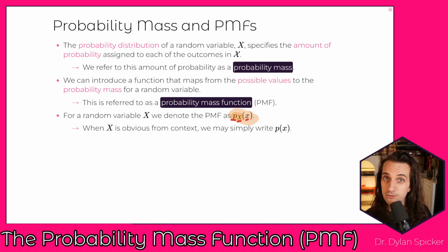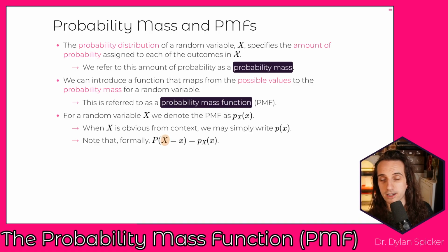Now, if the random variable is obvious from context, then sometimes we'll just refer to it as P of x. That's if we don't need to clarify that it's X, but if we're dealing with multiple random variables, or if we want to be very specific, then we can write P sub X. Now, formally, what we're saying is that the probability that X takes on any particular value is going to be given by its probability mass function. So capital X here is our random variable. The probability that it takes on some specific value is the probability mass function evaluated at that value.